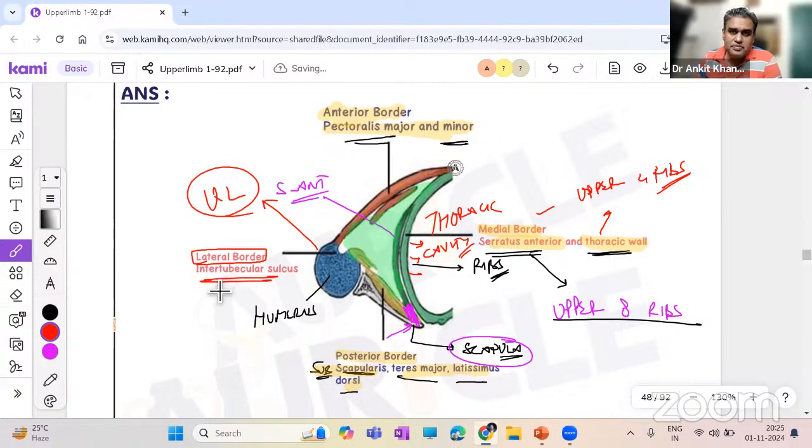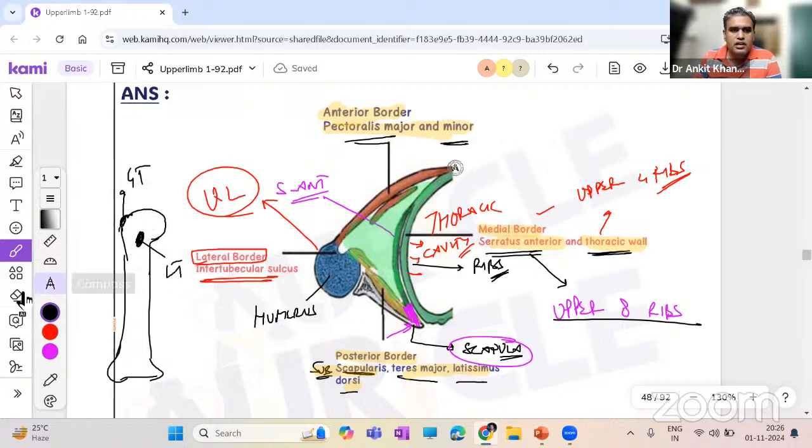Now, what is that? Intertubercular sulcus, if you remember, was in the second session of the osteology where we discussed the humerus. Imagine the right humerus over here, head of the humerus, and then the whole humerus going down. Here we have the lesser tubercle, let me write LT over here, and at the top and behind, we have the greater tubercle. Between these two tubercles, we had a groove that was known as the intertubercular sulcus.